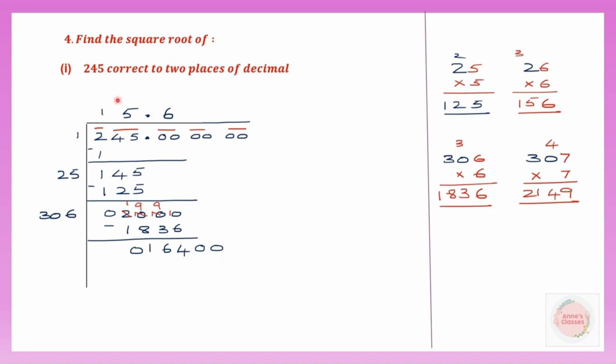Now what is our number? 16,400. Double this. 156, 156. Let's double it. 156 into 2. 2 6s are 12, carry 1. 2 5s are 10 plus 1, 11, carry 1. 2 1s are 2 plus 1, 3. We have 312. So let's write 312 here.